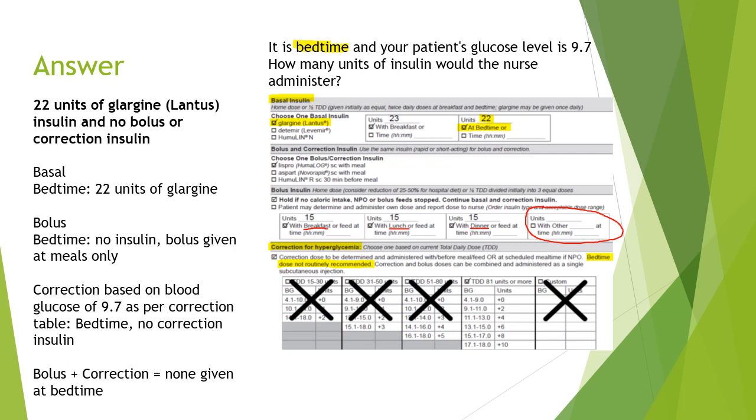Okay, so this is just a tip or a reminder for you to make sure that you read the order sheets very carefully, so that you know exactly what time you're supposed to administer the insulin and also the amount.